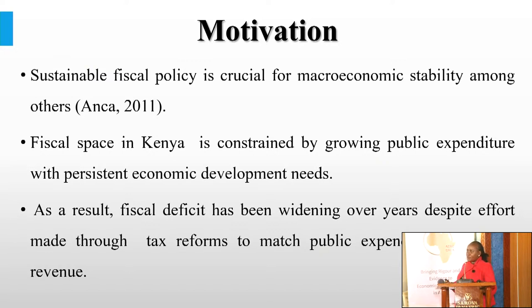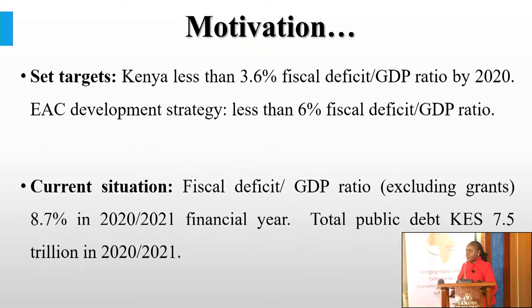And as a result of this growth in public expenditure, one thing that is peculiar is that fiscal deficits have been rising and widening over the years. And this is despite the tax reforms that have been formed to match public expenditure with public revenue. Another thing is based on the targets that we have, especially for the fiscal deficit GDP ratio and the public debt GDP ratio. For instance, in Kenya, I cannot remember very well the strategy, but it was said that the set target should be less than 3.6% of the GDP.